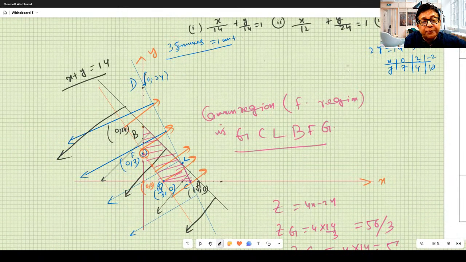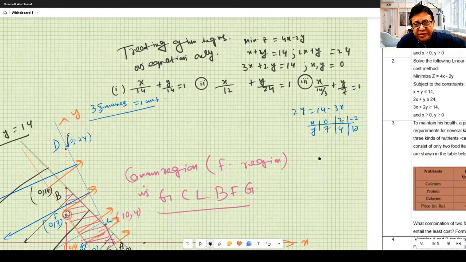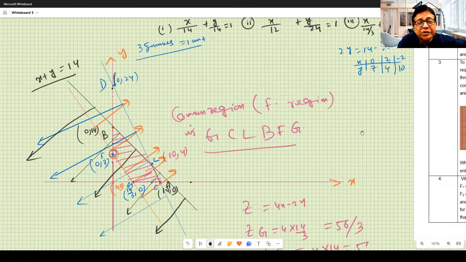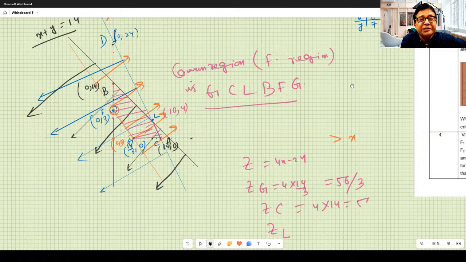This point from graph you will always count. Okay, you find this one, 10, 4. You need to draw accurately. Better graph also required. I am using a rough sketch, no? I got x 10. x 10 means y is 4. So 10, 4. You need to find Z at L. 40 minus 8. 32. Clear?